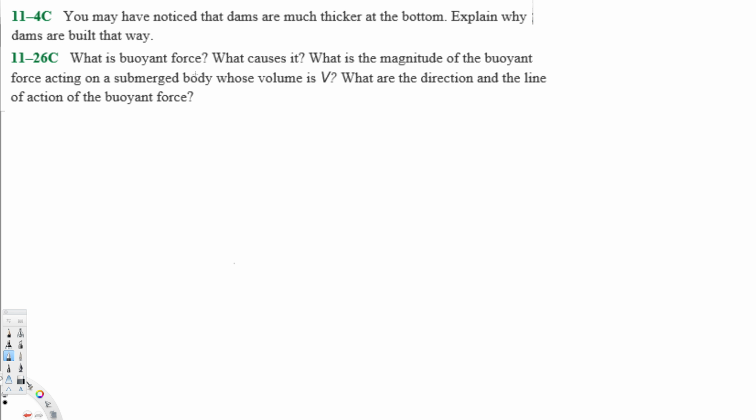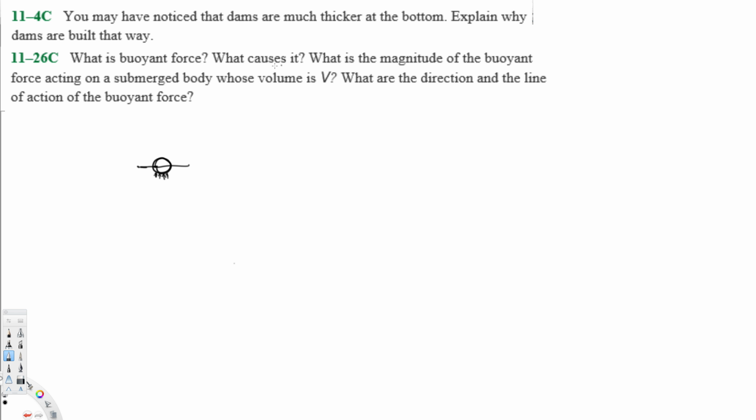So what is buoyant force? Buoyant force is basically a reaction force. If you put an object in a fluid, water or whatever, we are going to have a reaction force acting on this object by the fluid. That's what we call buoyant force.